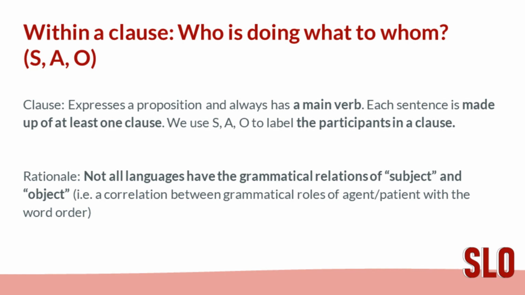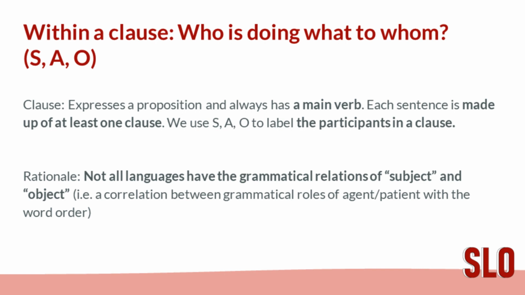However, we also need to know about the participants who are involved. This is where the concepts of S, A, and O come in. A side note here, some of you may have heard of the terms subject and object when talking about grammar. As not all languages have the theoretical concepts of subject and object, linguistics has opted to use S, A, and O to label the participants in a clause. These participants are usually represented by noun phrases.